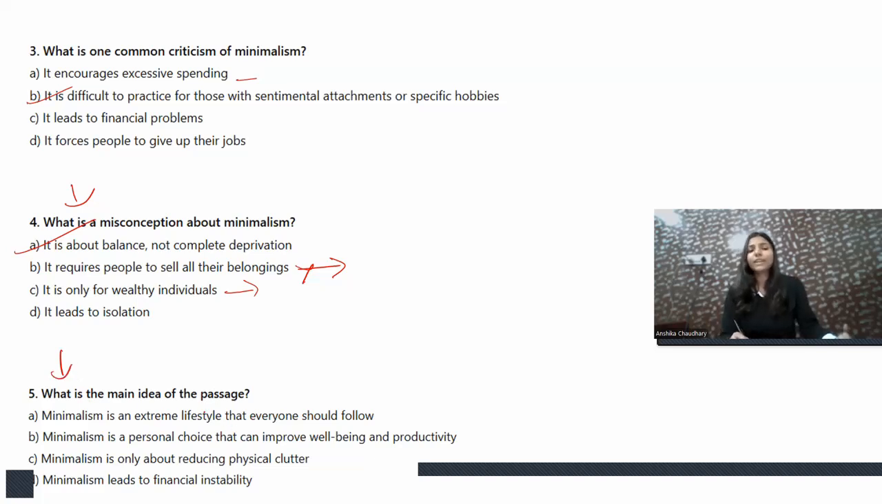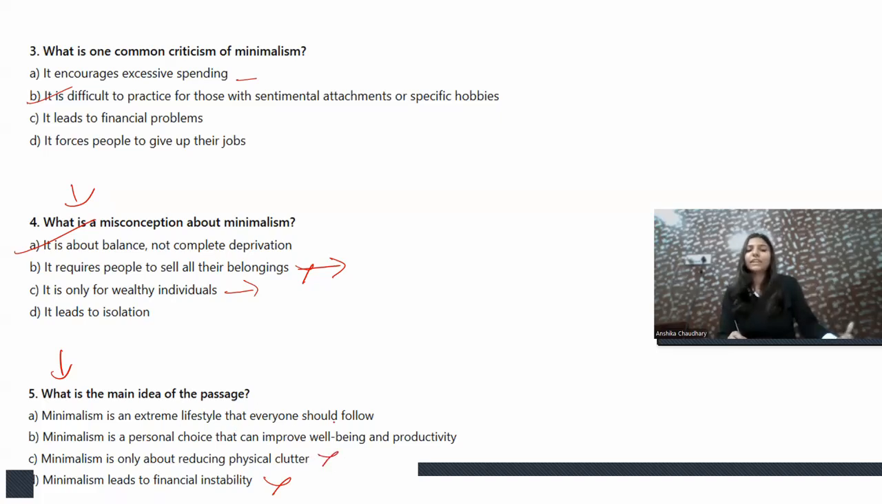The next is, what is the main idea of the passage? Minimalism is an extreme lifestyle that everyone should follow. Minimalism is a personal choice that can improve well-being and productivity. Minimalism is only about reducing physical clutter. Minimalism leads to financial instability. See, financial instability we haven't talked about. Minimalism is only about reducing physical clutter? No, in the second paragraph we discussed reducing physical clutter as well as mental clutter, right? So both things can happen with the help of minimalism, so it is again going to be eliminated.